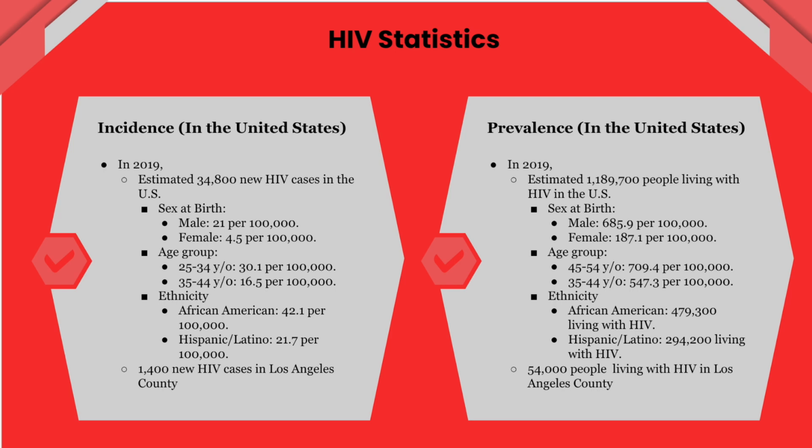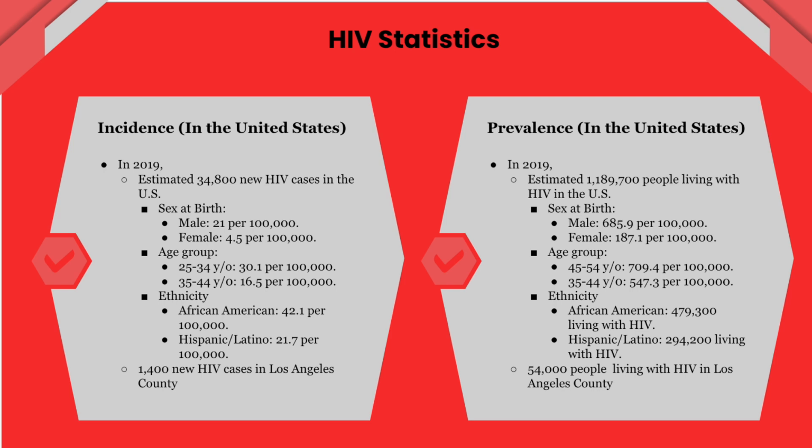For the different age groups, we see that those individuals aged between 25 to 34 had a rate of 30.1 compared to individuals aged 35 to 44 with 16.5. When specifically looking at ethnicity, African Americans were found to have a rate of 42.1 compared to Hispanic Latino at 21.7. And specifically for our county, there were 1,400 new HIV cases in Los Angeles County.